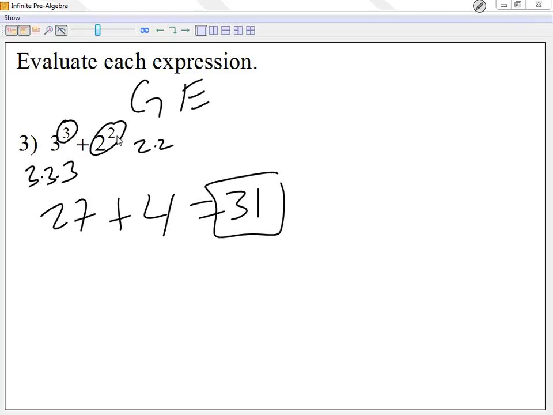Remember, for exponents, these were bad examples, but let's say I had something like 3 to the second. That is 3 times 3, the 3 two times. The little exponent tells me how many times to repeat the multiplication. All right, any other questions? No questions?